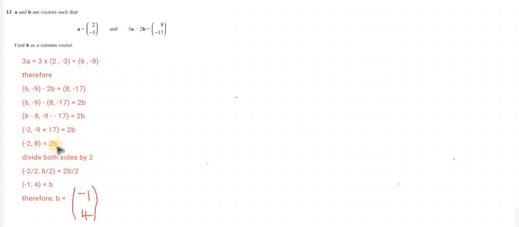Okay, and so you divide both sides by 2, and that 2 has to divide both coordinates. So that's minus 2 over 2, 8 divided by 2, is equal to 2b over 2. And from that we get (-1, 4) is equal to b. And as a column vector, the way you write it is vertically without any commas, like that. So b is equal to (-1, 4). Okay?